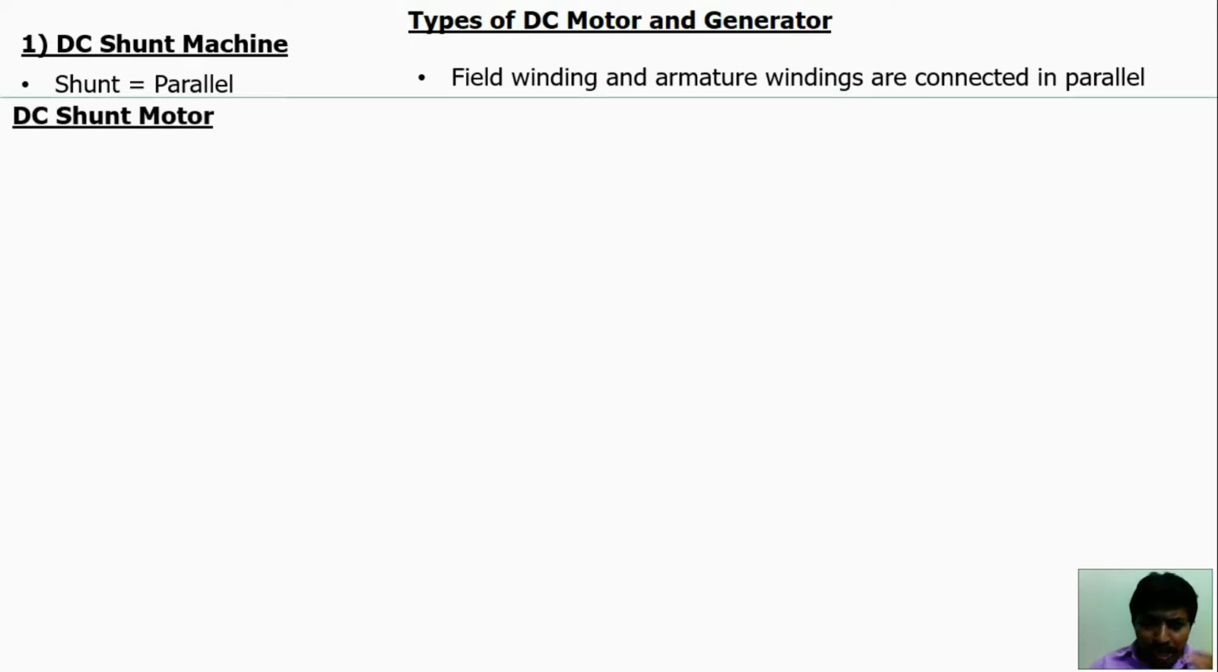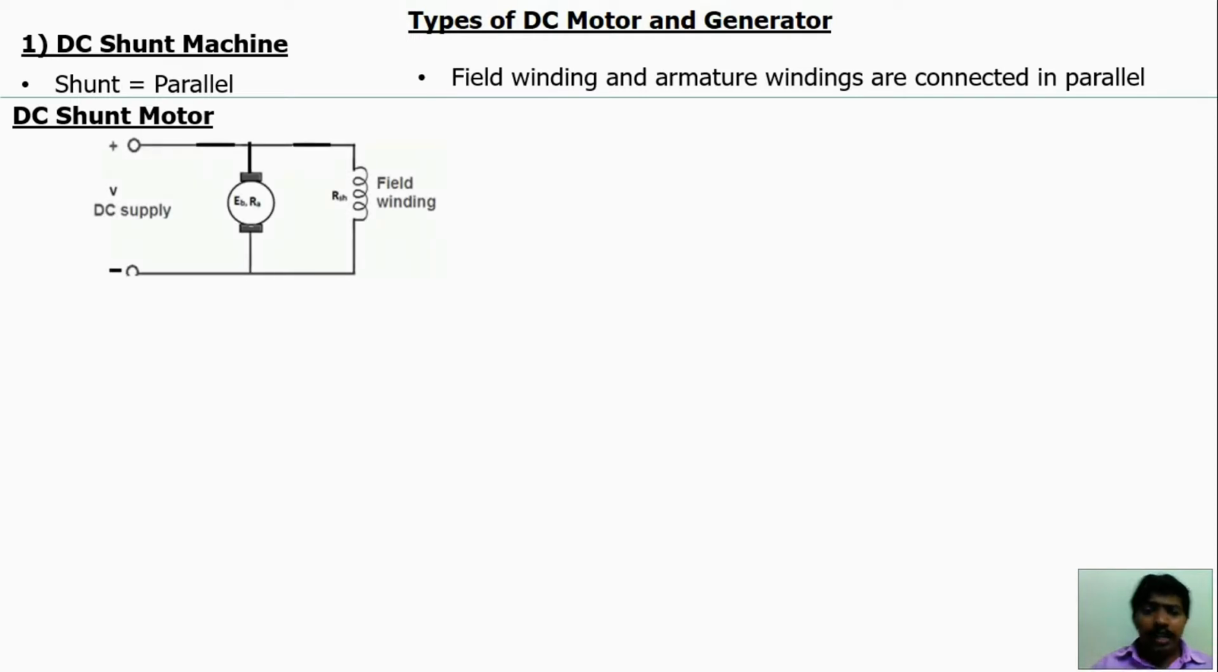From the name itself, the equivalent diagram for the DC shunt motor is here. This is the field winding. This is the armature. They are connected in parallel. For the DC shunt motor, the input is electrical supply. So this is the input. Electrical supply is given and the motor starts to rotate. This is the load current I. The current will divide into two parts. One is the armature current, another one is the shunt current.